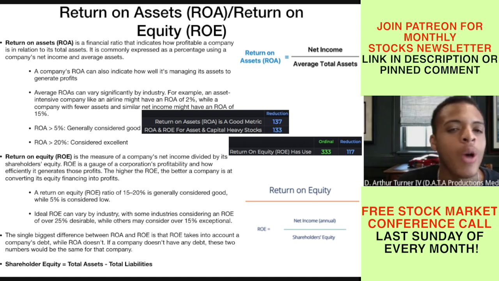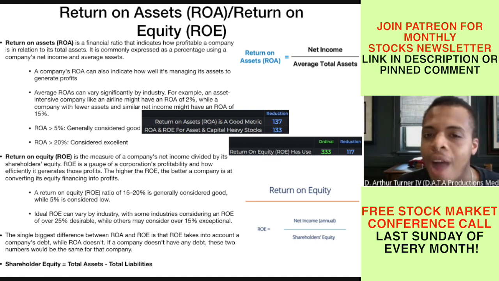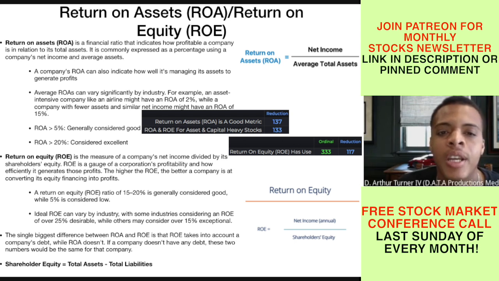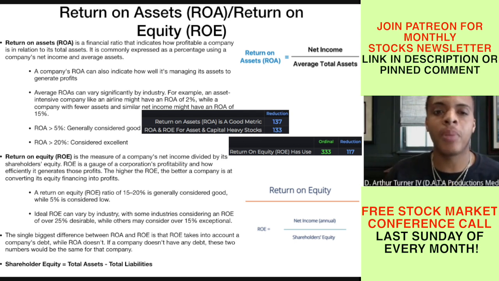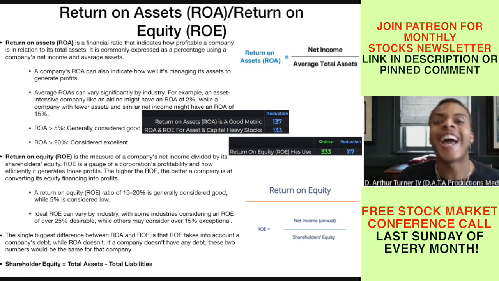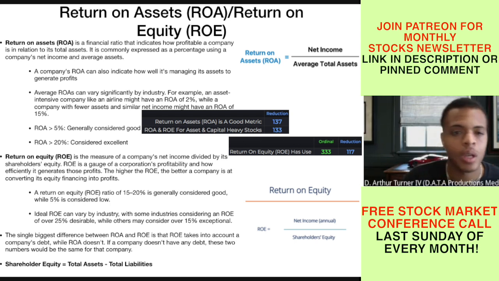A company's ROA can also indicate how well it's managing its assets to generate profits. Average ROAs can vary significantly by industry. For example, an asset-intensive company like an airline might have an ROA of 2%, while a company with fewer assets and a similar net income might have an ROA of 15%. In general terms, an ROA above 5% is considered good. A return on assets above 20% is considered excellent.